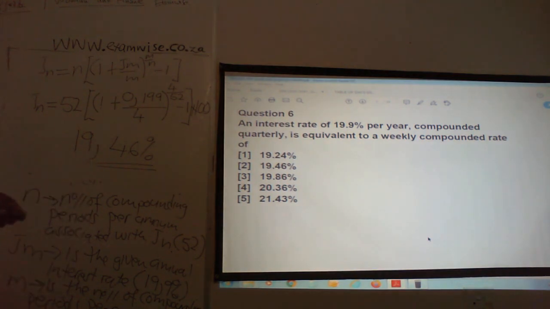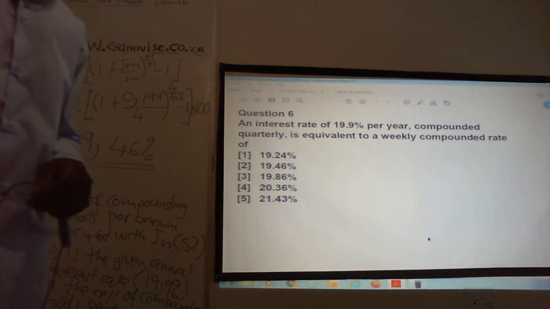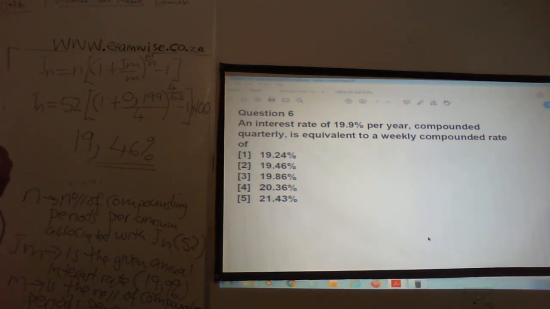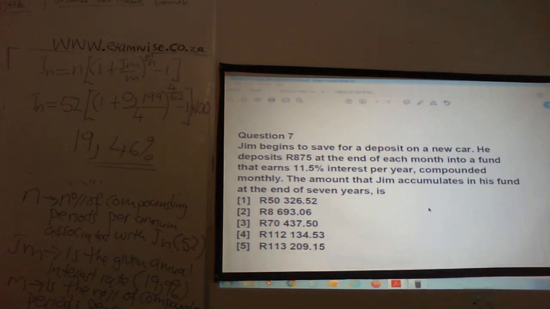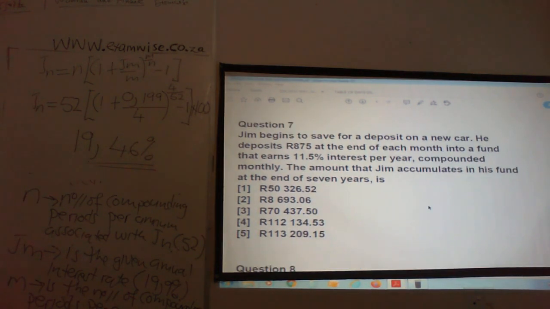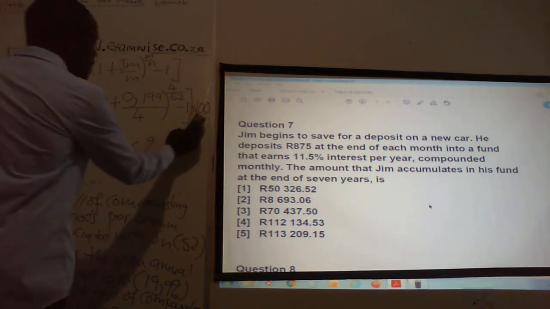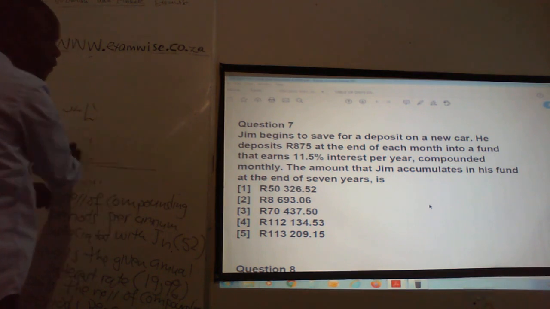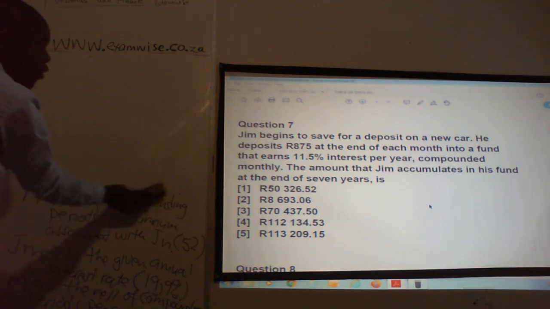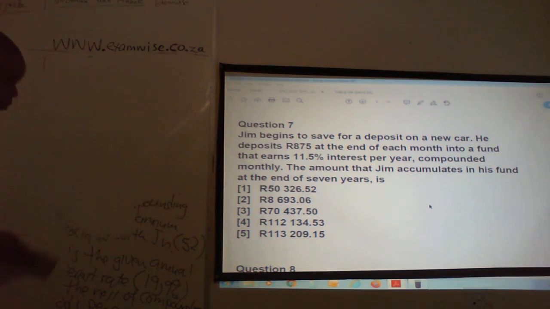That formula will be given in the exam. What is very important is to know how to interpret the formula. So let's go to question number 7. Question number 7: Jimmy begins to save for a deposit on a new car.